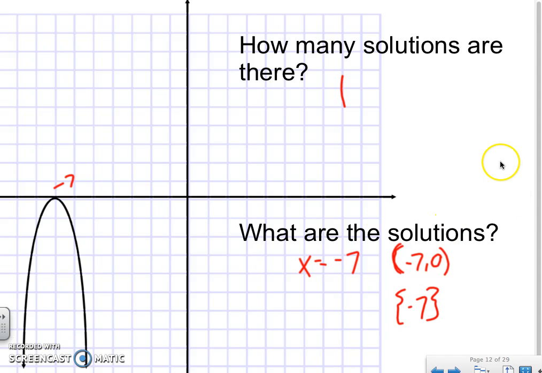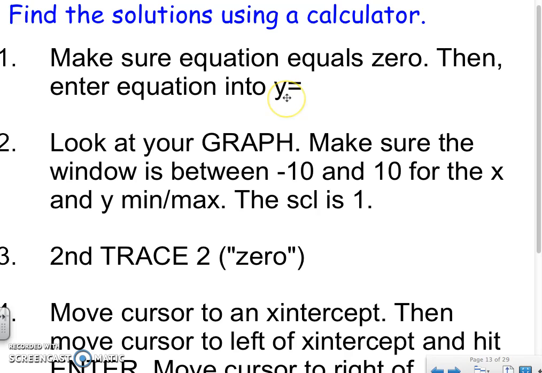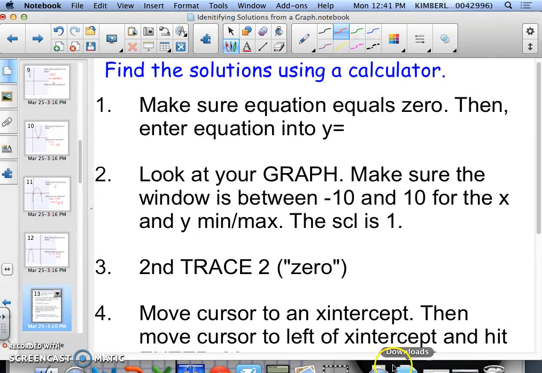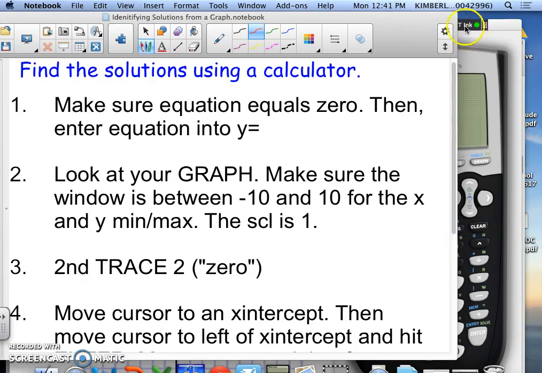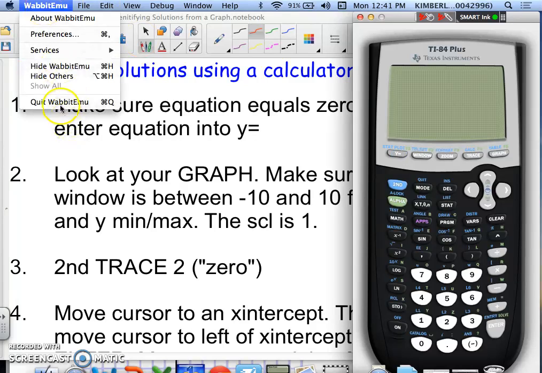Pretty simple, but now we're going to learn a shortcut in the calculator, which is a little bit of a step. So first off, you have to make sure that your equation is going to equal 0, and you'll see what that looks like in a second. And then you're going to type your equation into y equals. Okay, we know how to type something into y equals. The next thing we're going to do is we're going to look at our graph. And then here's how we change our window on a calculator. So again, here is the y equals button, if my calculator would work.